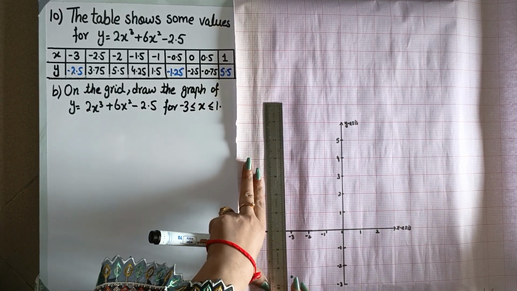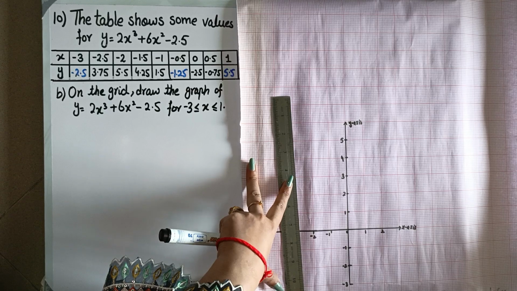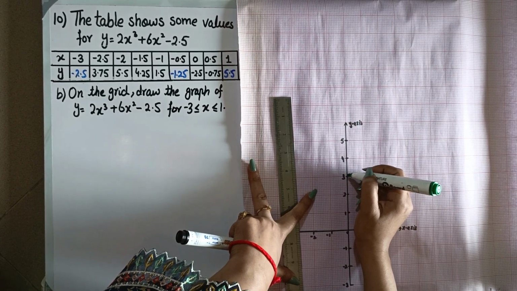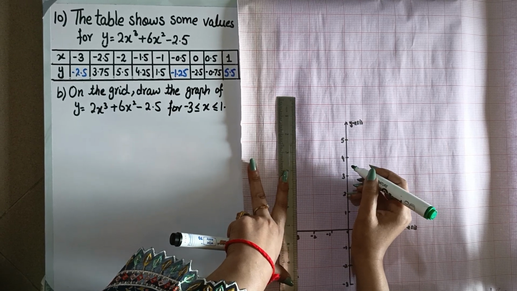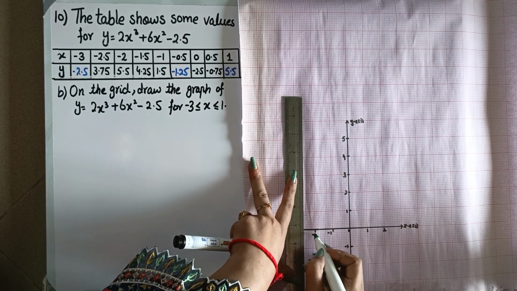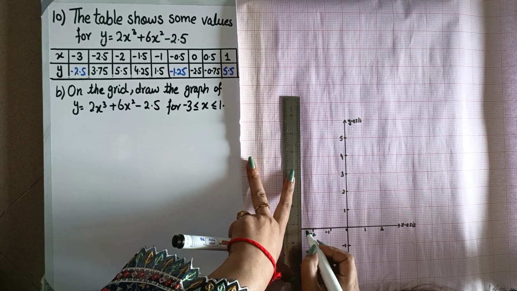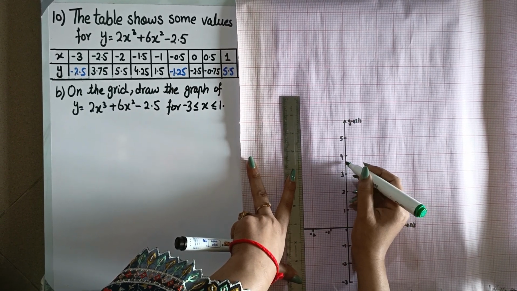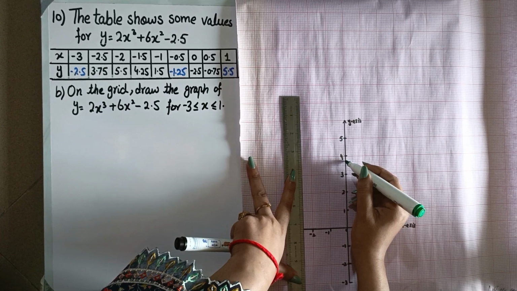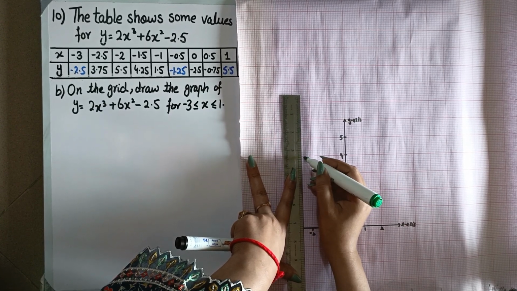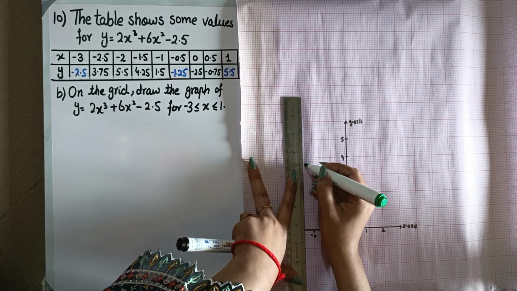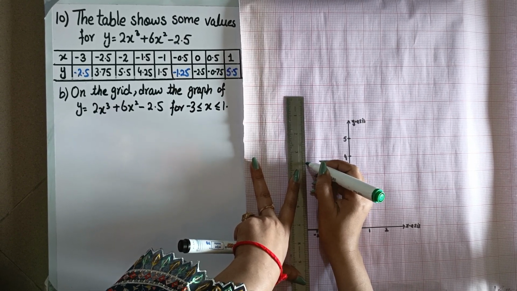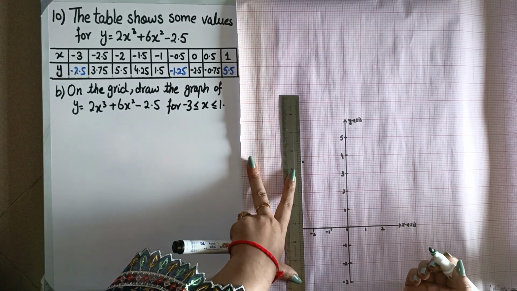Next take minus 2.5, and 3.75 in the positive sense. It will be over 2.5, 1, 2, 3, 4, 5. The point will fall over here.